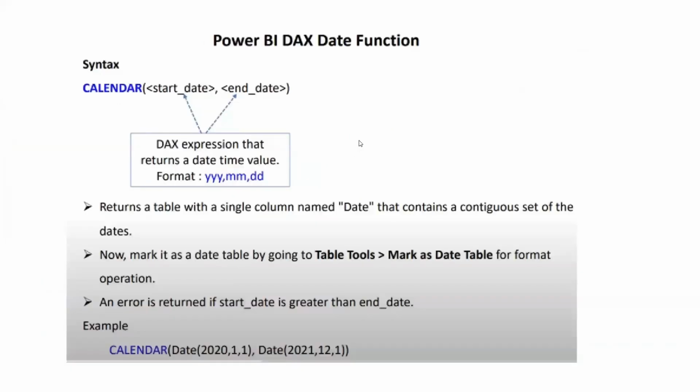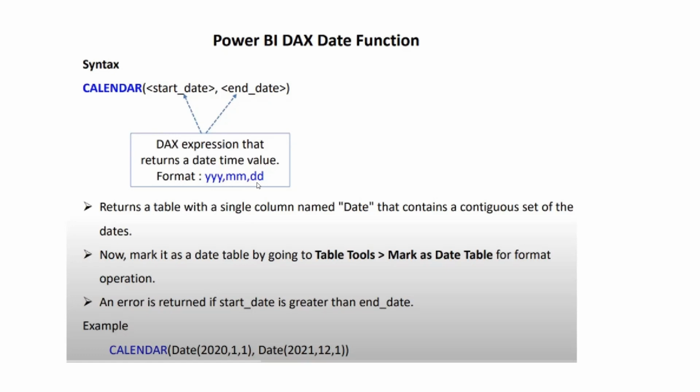When we talk about the calendar function, it has a very easy syntax. The syntax is calendar, you just put the start date and then you put the end date. Now when you put the date, you have to remember there is a specific format in which Power BI accepts the date. The format is YYYY, that is you have to put the year first, then the month, and then the date over here.